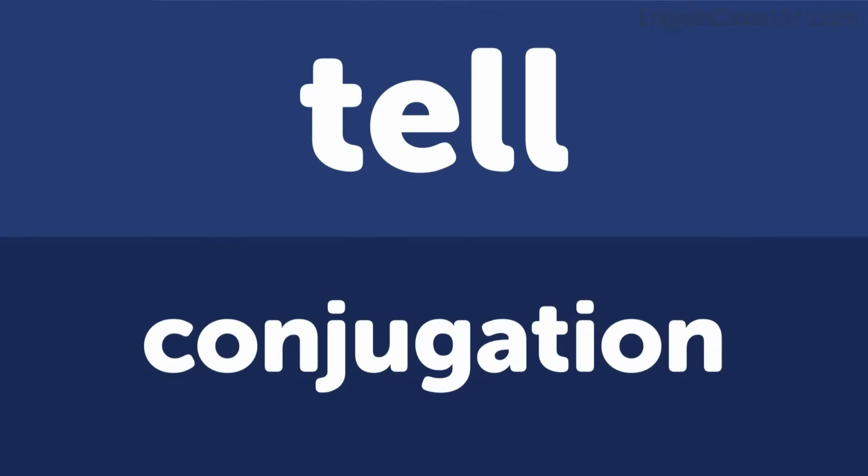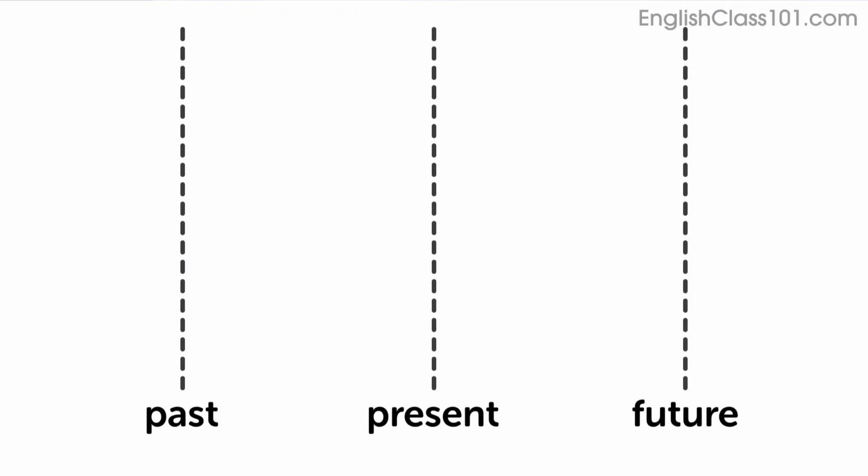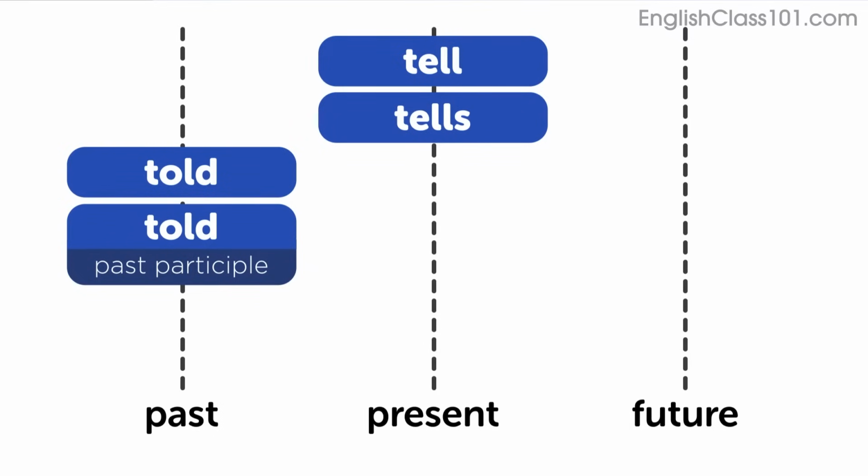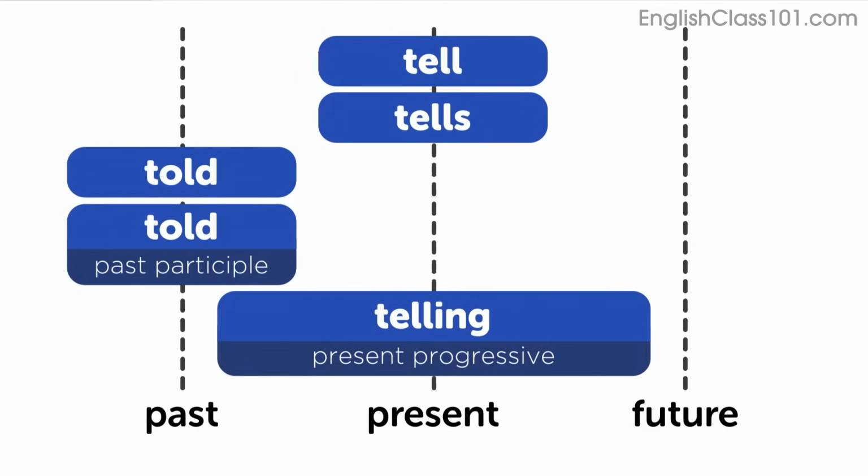Now let's look at the conjugations for this verb. Present, tell, tells. Past, told. Past participle, told. Progressive, telling.